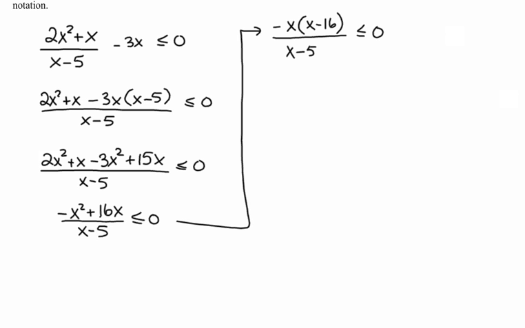so we have some critical values here, and we want to state them. So our critical values are when our numerator is equal to 0, so when our function is equal to 0, or when our function is undefined. So really what that means is, okay, when our numerator is 0, when is our denominator 0? So our numerator is 0 when x is, because now it's factored, you can see when x is 0 or 16. And when is our denominator 0? When x is 5. So we actually have 3 critical values, meaning we have 4 intervals.